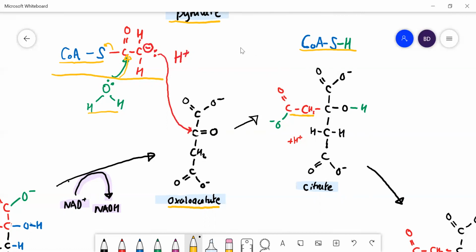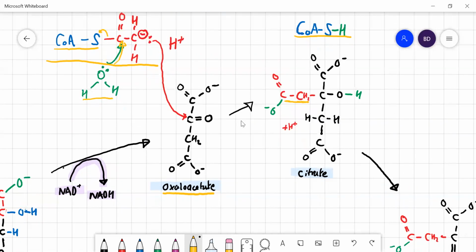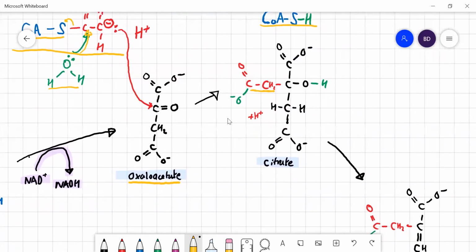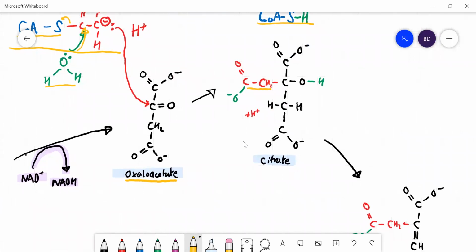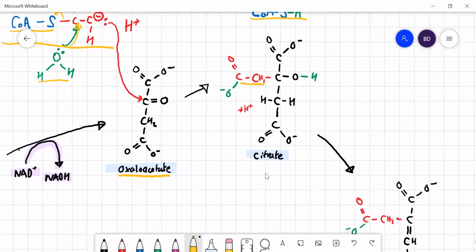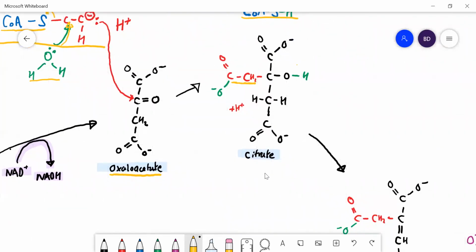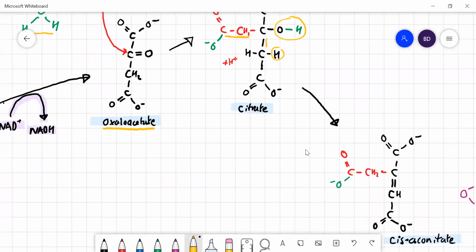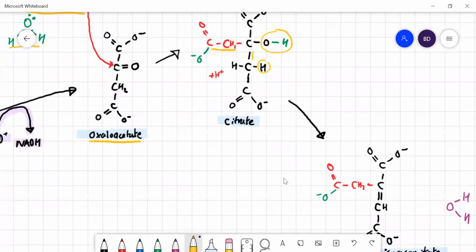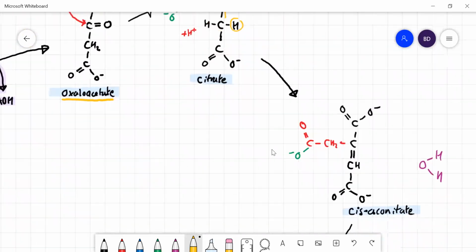So we're just trying to think about where all the electrons and all the atoms go. Right, so we've got citric acid now, or citrate, because of the pH of the cell. It will be like that, and now it's going to get dehydrated. We're going to lose that OH and one of those hydrogens, and form a new double bond there, and that is called aconitate. It's cis-aconitate because you've got a double bond there.